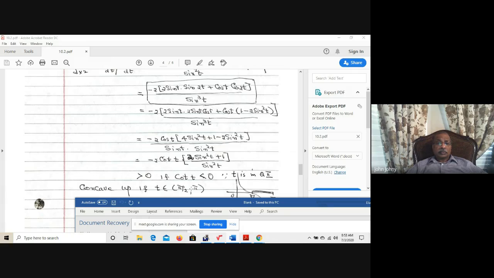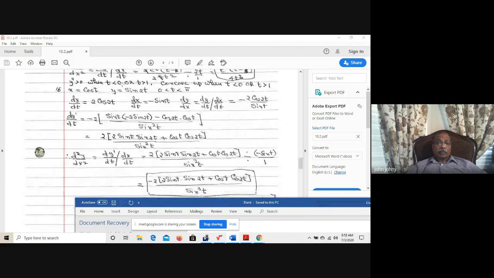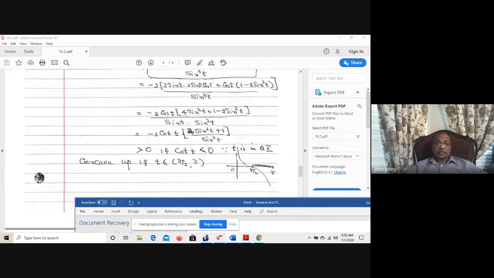So concave up if t lies between pi over 2 and pi, because (2 sine square t plus 1) divided by sine square t is positive always. Cotangent t is negative. The reason is t is in the second quadrant. T lies between, where is the question, 0 and pi. T lies between 0 and pi means it is in the second quadrant where cotangent is negative.